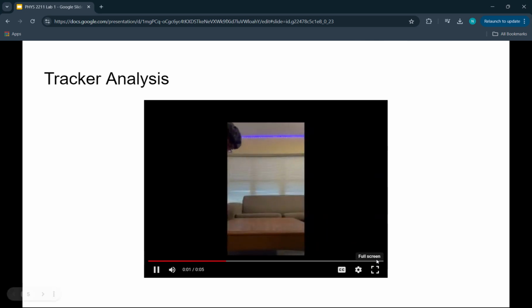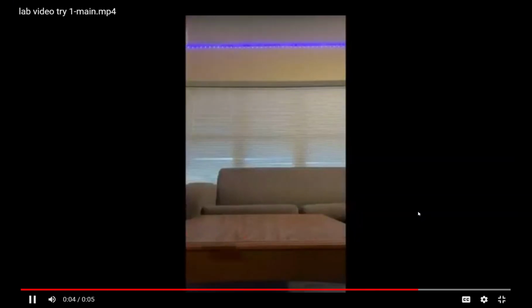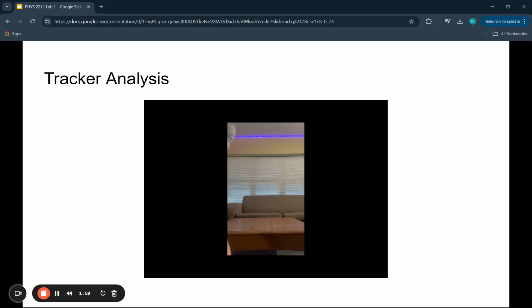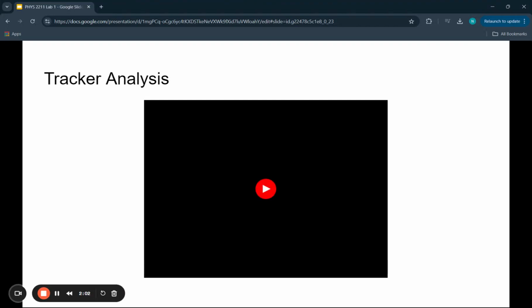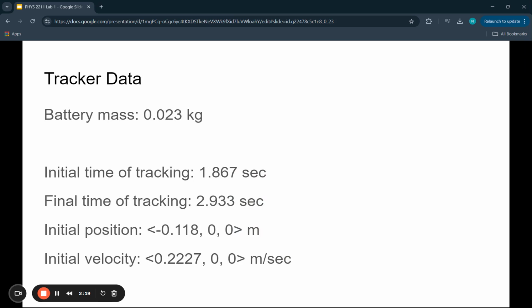So this is the tracker analysis of my moving battery. It is admittedly a little blurry, but you can see that the red dots are there tracking its position over time. The battery moves from left to right, so the x-axis was chosen to be in the positive direction, and the origin of our coordinate system is the center of the screen, meaning that the position moves from negative to positive. But because we're measuring relative positions rather than one specific one, it really doesn't affect our analysis at all.